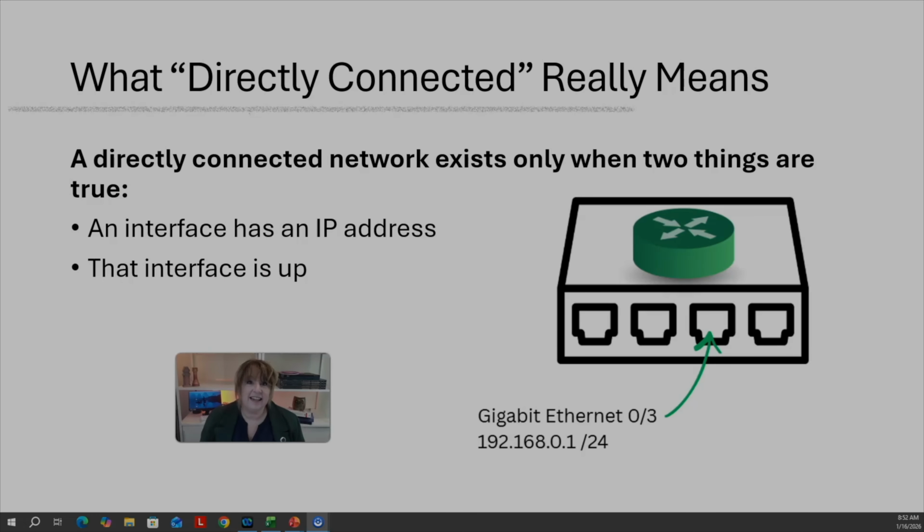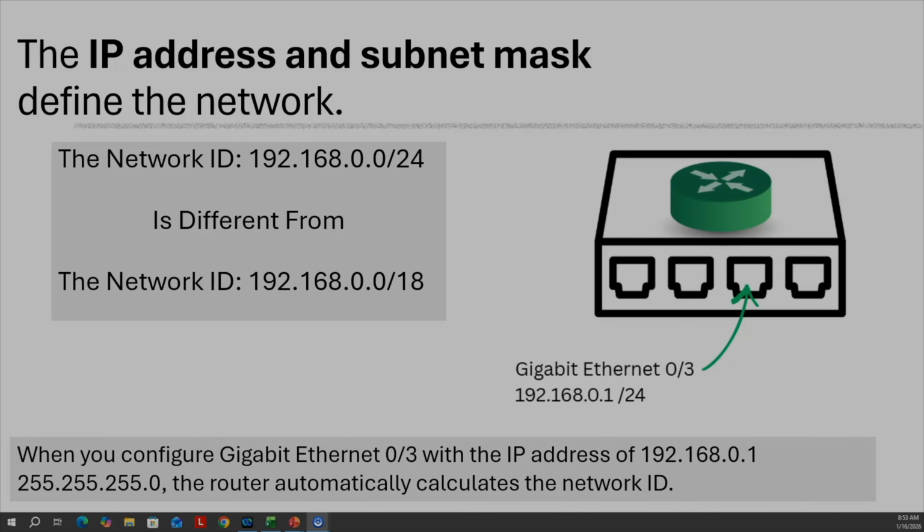What does directly connected network really mean? Well, a directly connected network exists only when two things are true. An interface has an IP address, and that interface is up. When those two things happen, the router automatically knows about the network and adds it to the routing table. No routing protocol is involved. A directly connected network is created by interface configuration, not by routing commands. Specifically, the IP address and subnet mask that you configure on the interface define the directly connected network.